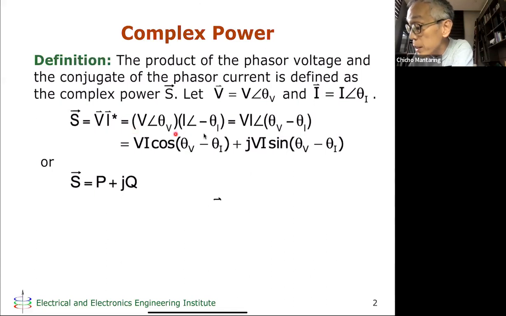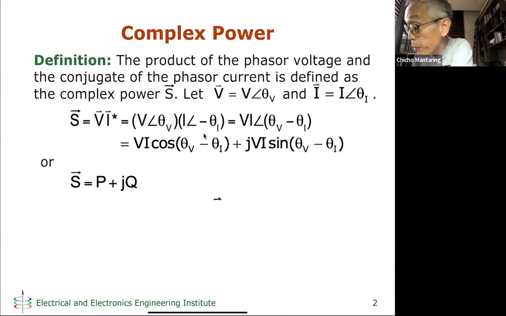So if I perform this complex operation, V at an angle theta V times I at an angle minus theta I, we multiply the magnitudes and then we add the angles. So I'm going to get VI at an angle theta V minus theta I. So this is in polar form. If I convert this to rectangular form, the real part is VI cosine of theta V minus theta I, and the imaginary part is VI sine of theta V minus theta I.